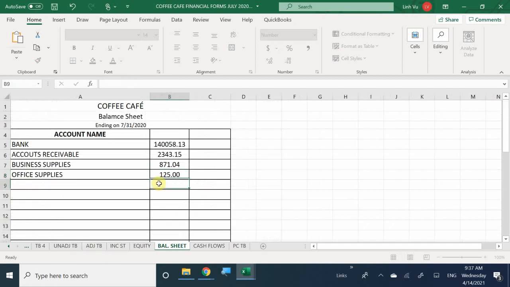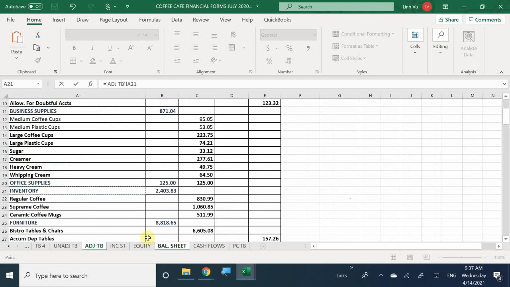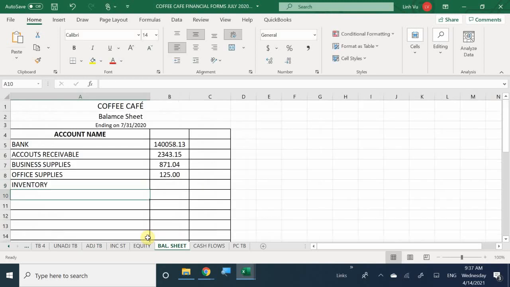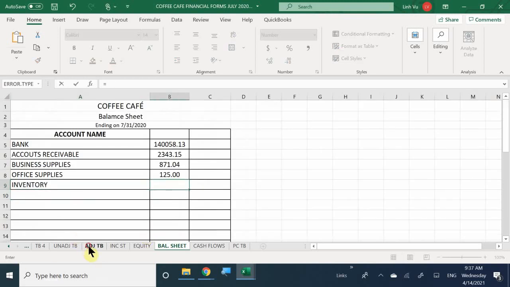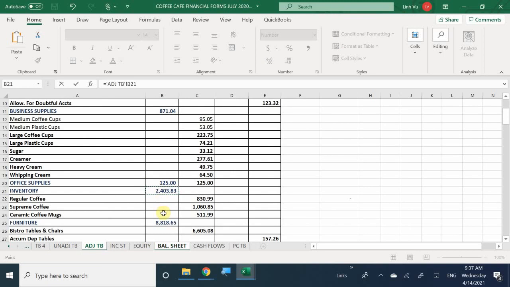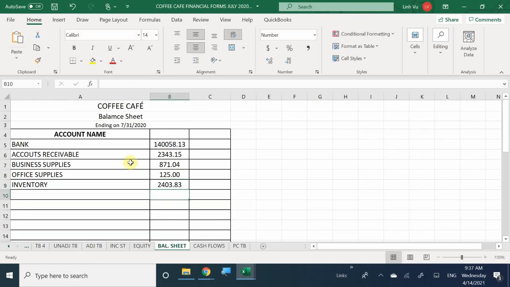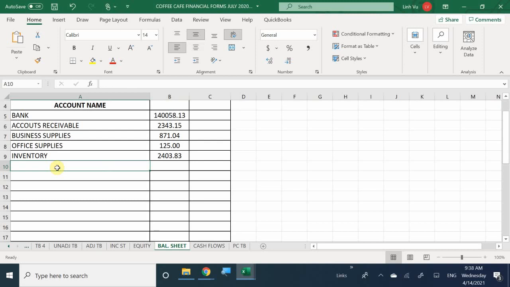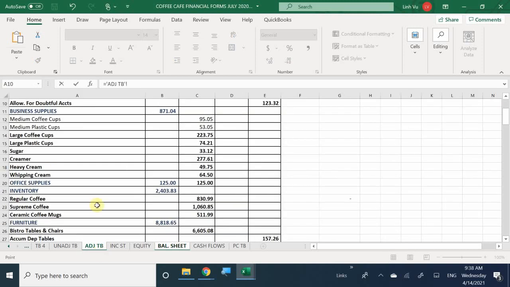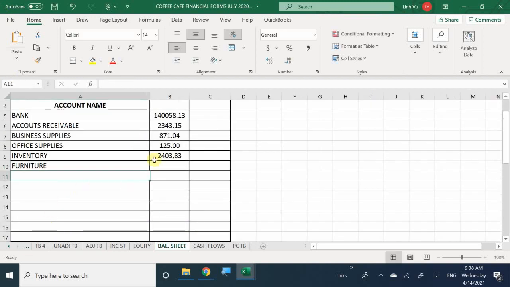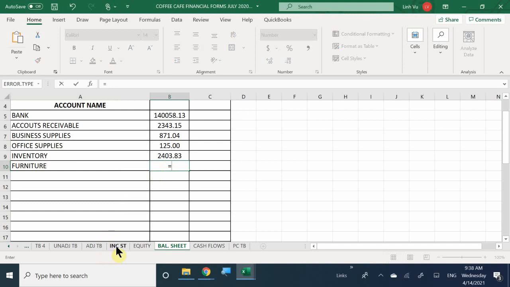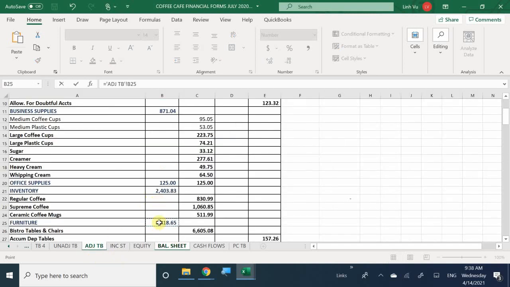Okay, what's next after that? Inventory. Inventory for how much? 2,483. Perfect. What's after that? Furniture. We got furniture. 8,818. Good.